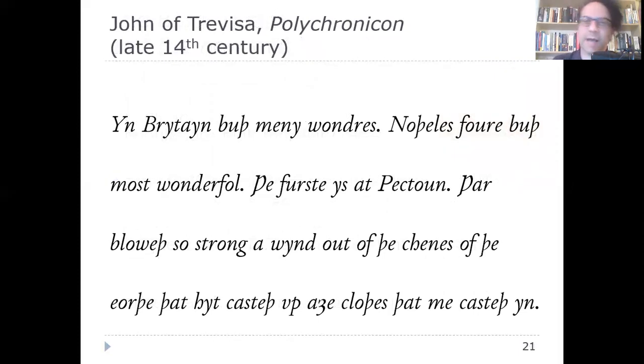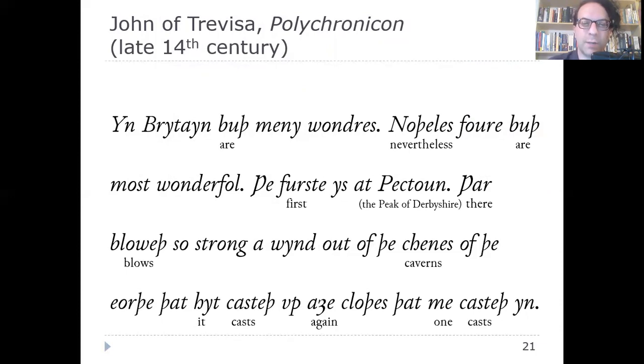Right. One quick look at Middle English at the end of this presentation. And you can maybe see this as a contrast to the short passage from Wulfstan, which I presented in the first video. So this one is coming from John of Trevisa's Polychronicon, a late 14th century text. And I'll give you some glosses here right away. So what it says there is, in Britain byth many wonders. In Britain there are many wonders. Natheless for byth most wonderful. You can almost understand that, right?